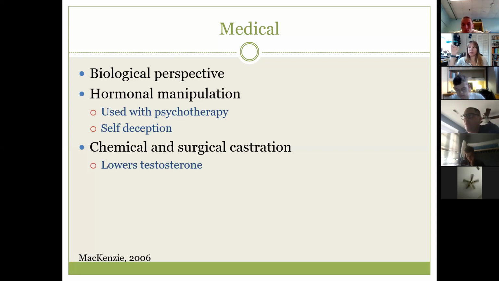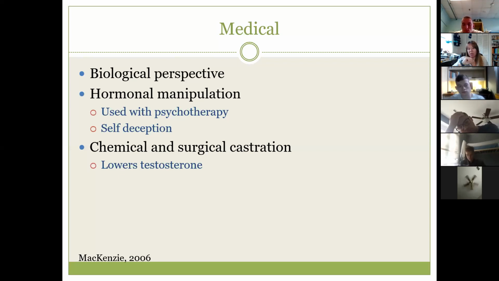All right, so that's hormonal manipulation. What we're just doing here is lowering the physiological drive of the offenders. The other option is to lower their testosterone through chemical or surgical castration. Surgical castration sounds exactly like what it is. We snip, snip here. What is more common now is doing this chemically.